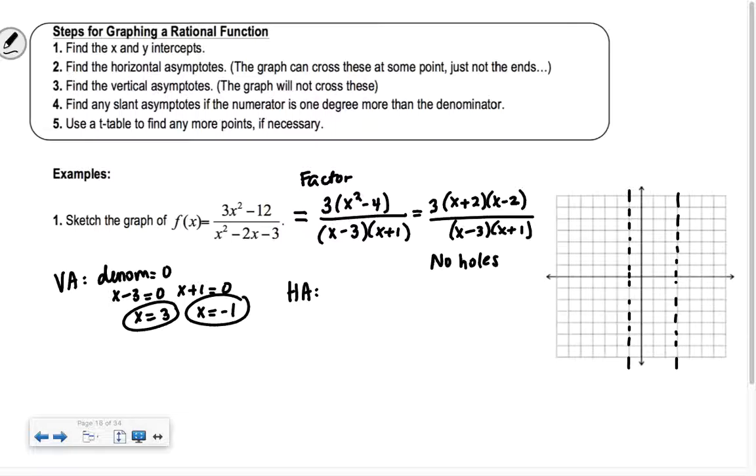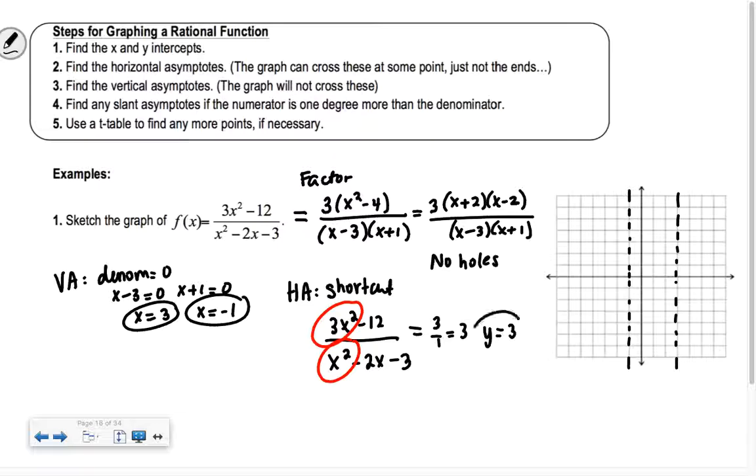Horizontal asymptote. Yeah, we're going to do our shortcut. So look for your largest degree. So we had 3x squared minus 12 all over. You don't have to write all this out if you guys know the shortcut already. But we look for our largest degree, which is 3x squared, and divide it out. 3x squared over 1x squared is 3 over 1, which gives us 3. So y equals 3 is our horizontal asymptote.